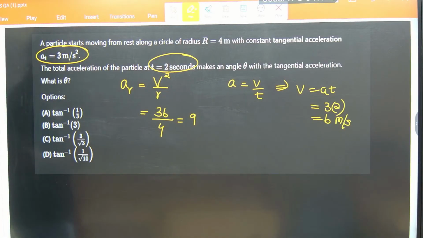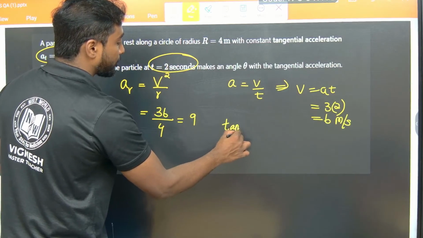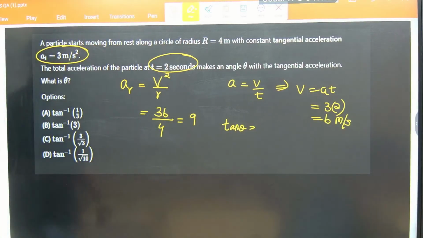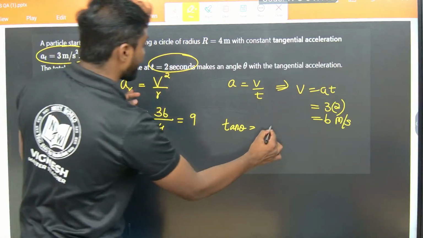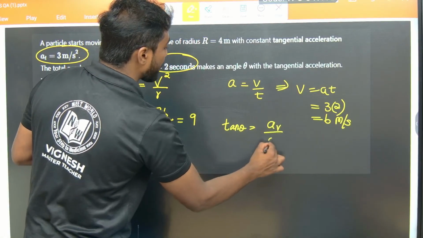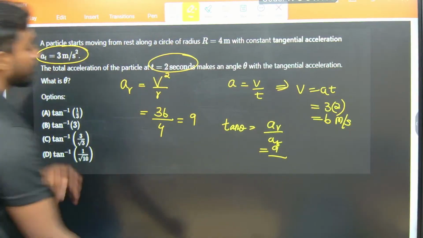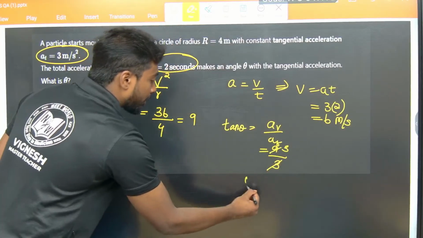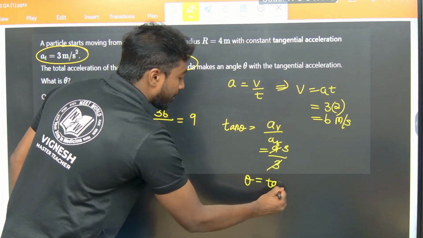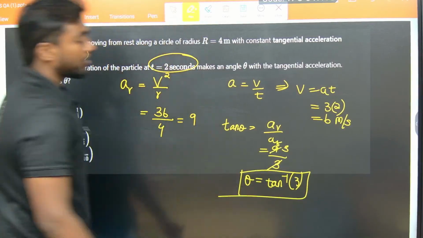Okay, 9. Now they are asking about theta, so tan theta is radial acceleration by tangential acceleration. What is the radial acceleration? It is 9, divided by the tangential acceleration, which is 3. So theta will be equal to tan inverse of 3. That's the angle. That's the answer, guys.